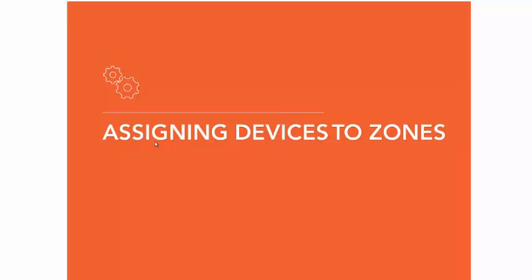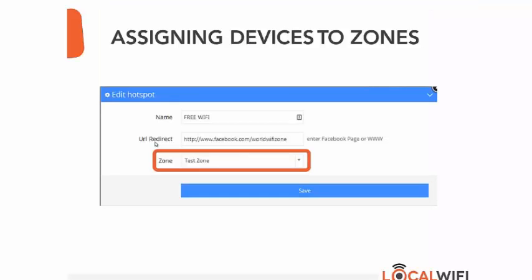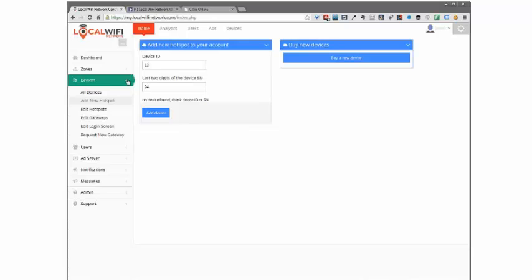Okay, so assigning devices to zones. So this is when you're grouping your zones together. How would you do that? So how would you decide what devices belong to what zones? Okay, so I'm going to roll through exactly how I would do that here.